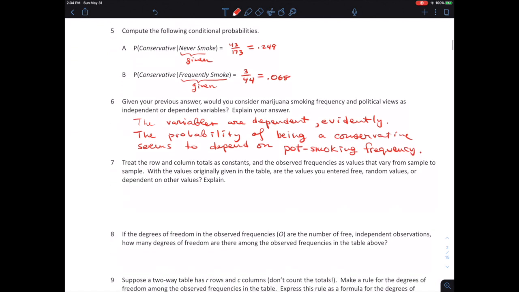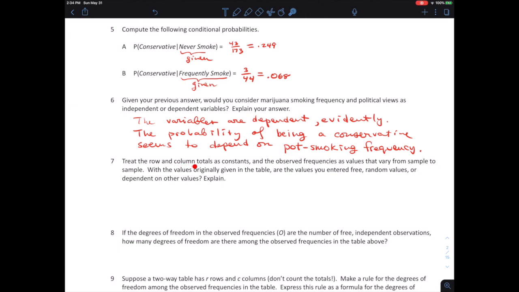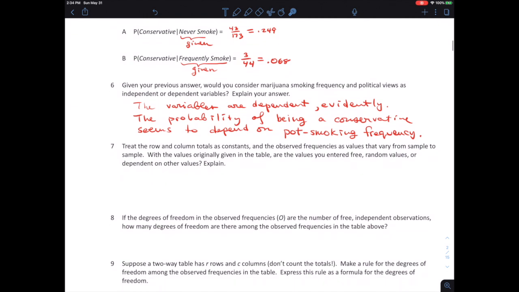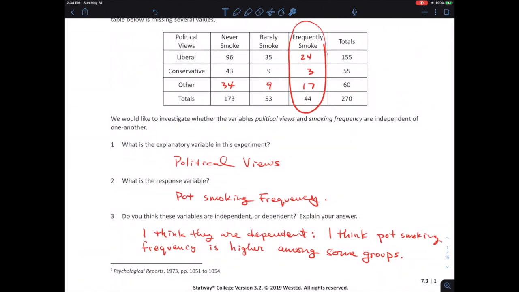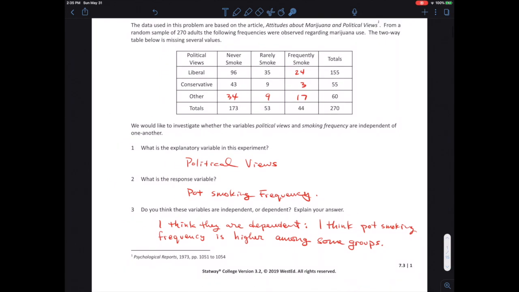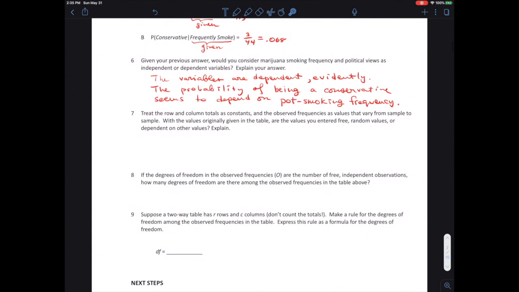Okay. Now in question 7, it says treat the row and column totals as constants and the observed frequencies as values that vary randomly from sample to sample. With the values originally given in the table, are the values you entered free random values, or are they dependent on the other values? I'm referring to these, the red values that were entered by us into the table here. Okay, those had to be what they were. There was no randomness. They have to add up to the totals. So those were not random values. I'm just going to say they were not random.